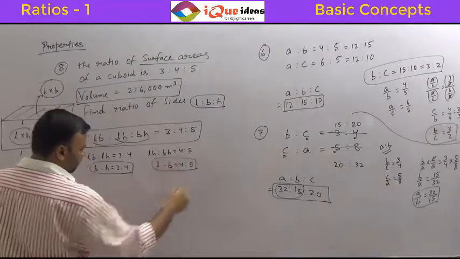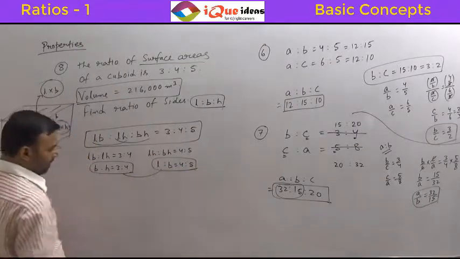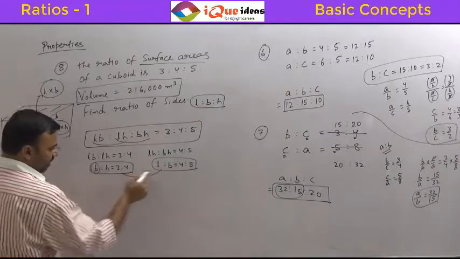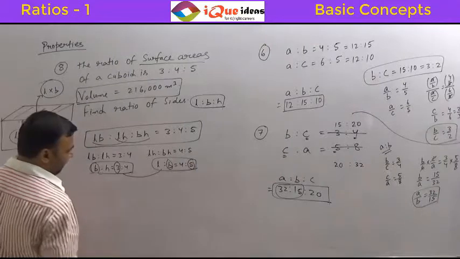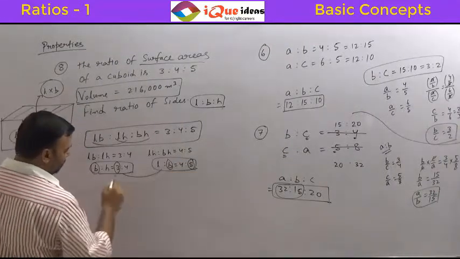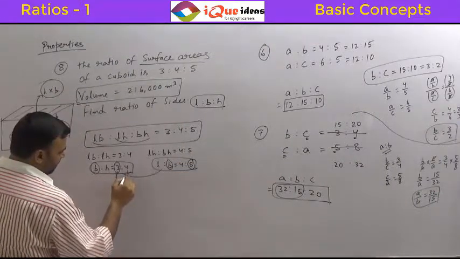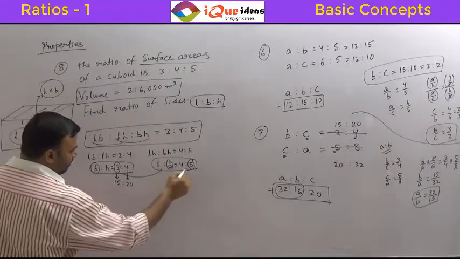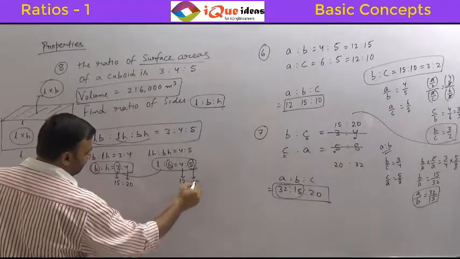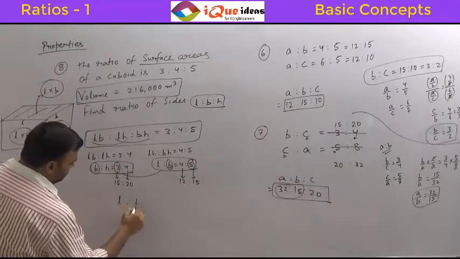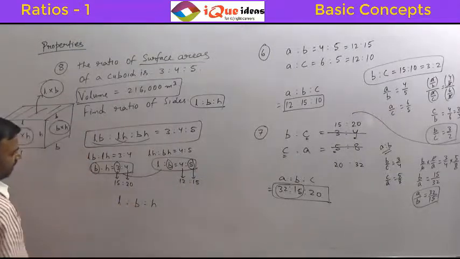Wow. So now we have these 2 ratios, combine them. Which one is the common quantity? B. What are the numbers for B? 3 and 5. Now the LCM of 3 and 5 is 15. So make this 15, this will become 20. Make this 15, 5 3s are 15, so 4 3s are 12. So L is to B is to H will be, now see, which one is common?